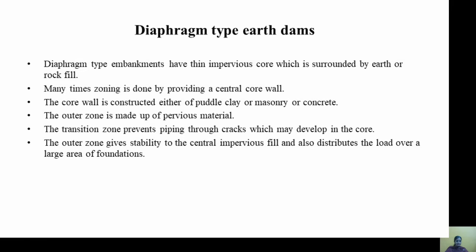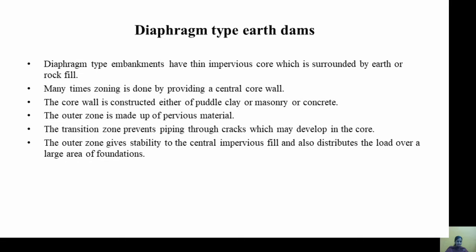The core wall is constructed either of puddle clay, masonry or concrete material. The outer zone is made up of pervious material. The transition zone prevents piping through cracks which may develop in a core. The outer zone gives stability to the central impervious fill and also distributes the load over a large area of foundation. So this is about the diaphragm type of earthen dam.